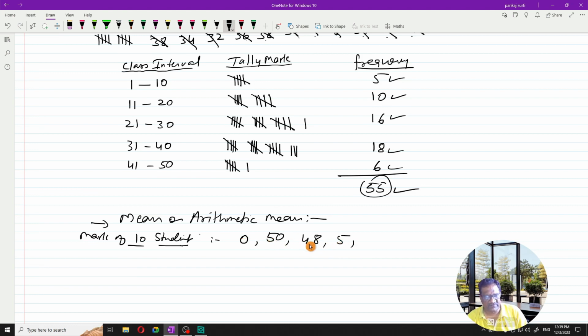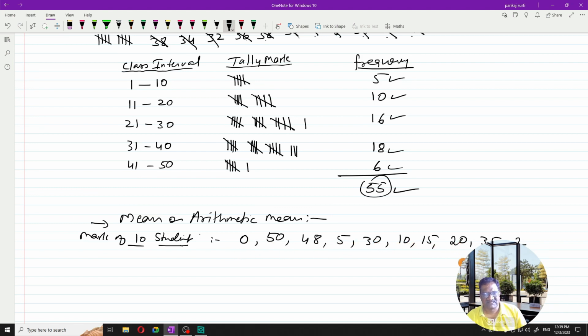So 0, 50, 48, 5, then let me take 30. So 1, 2, 3, 4, and 5. And then let me take 10, 6, 7, 8, and 9, and then let me take 2 marks. So these are the marks that 10 students have got: 0, 50, 48, 5. You can see there's no repetition of marks. These are the marks of 10 students: 1, 2, 3, 4, 5, 6, 7, 8, 9, and 10.